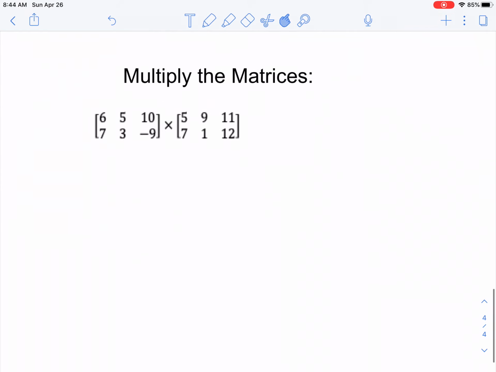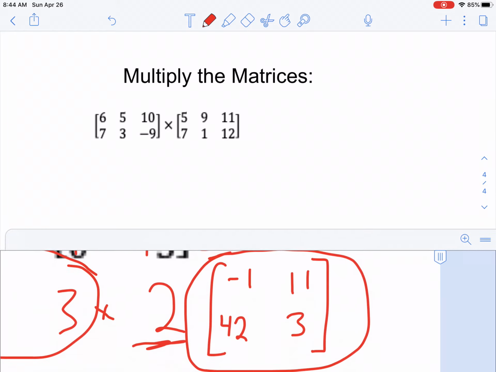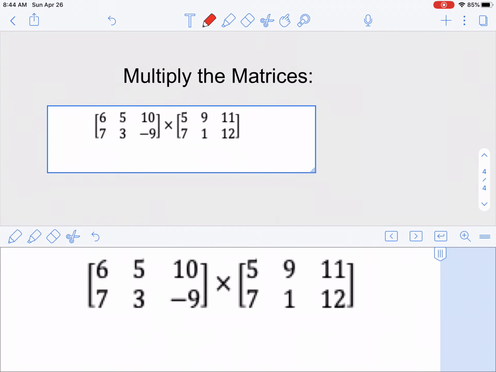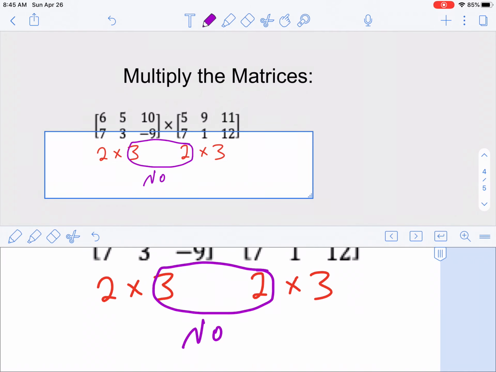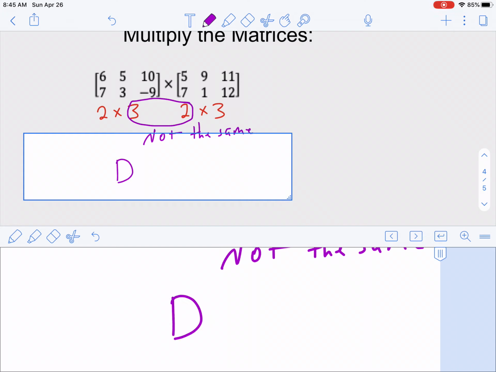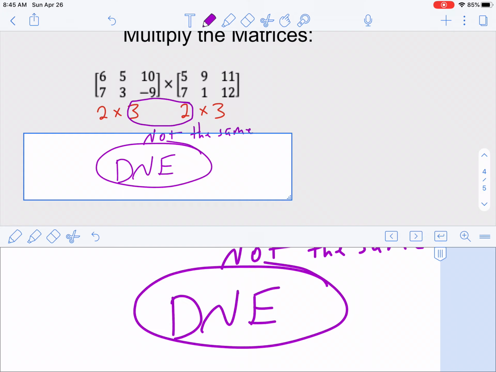Last, I've got this example. My first matrix is 2 rows, 3 columns. This matrix is 2 rows, 3 columns. In the middle, those numbers are not the same. Therefore, the matrix does not exist, or DNE. It does not exist.